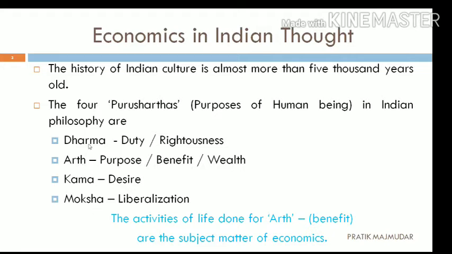Now, what does it mean? Dharma means duty or righteousness. That means what is your duty towards the society. Artha means what is the purpose, what is the benefit, what is the wealth we are going to earn from the society. Kama means desire. What you want to do, that is your desire. And moksha means liberalization. Liberalization means reducing the rules and regulations from the society. That is called moksha. So Dharma, Artha, Kama and Moksha are the four Purusharthas which we have to follow as per Indian philosophy.